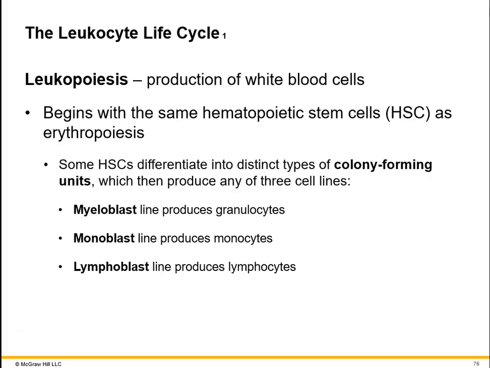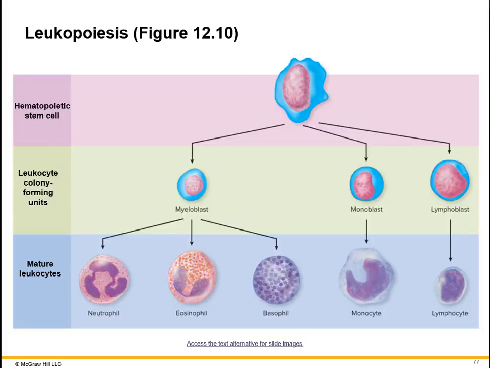Now, leukopoiesis, this is the production of white blood cells. It's going to happen thanks to the same stem cells that were used for the production of erythrocytes, these hematopoietic stem cells, which again are going to be found in the bone marrow. These hematopoietic stem cells can differentiate into the myoblasts. Myoblasts can then differentiate into the three types of granulocytes, or you can have the monoblast, which differentiate into monocytes, or the lymphoblasts, which differentiate into lymphocytes.